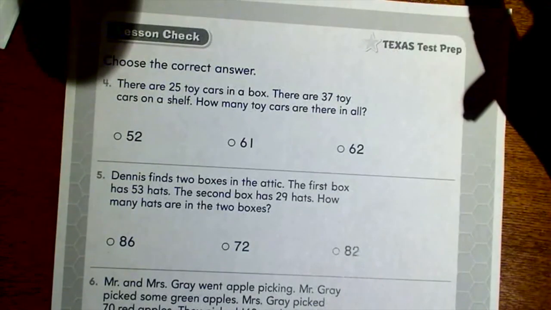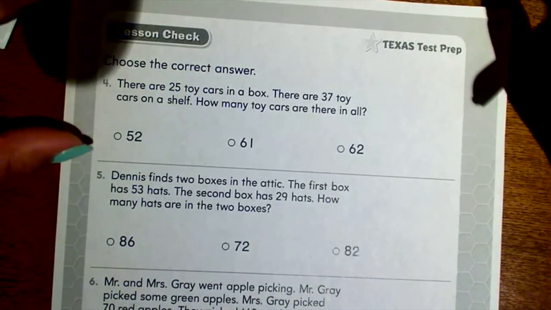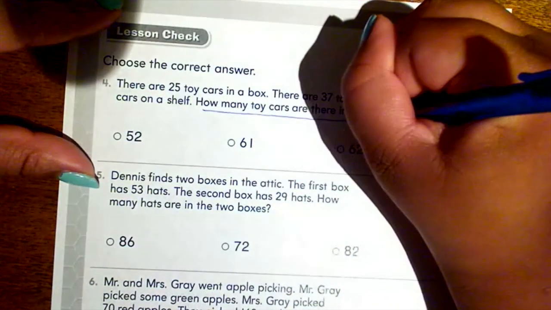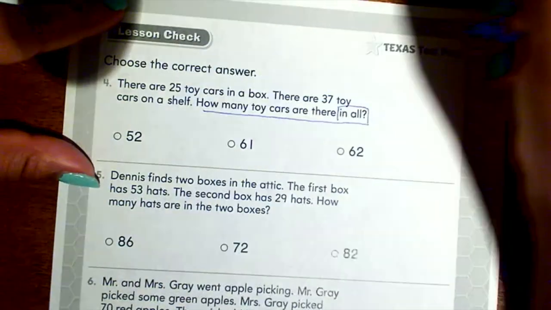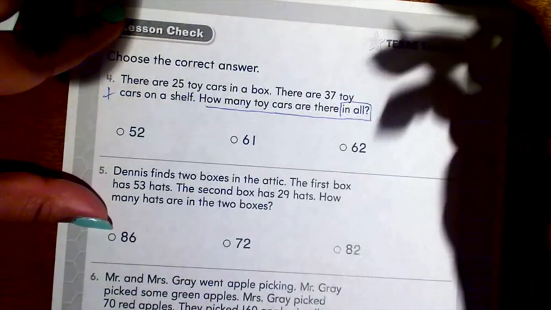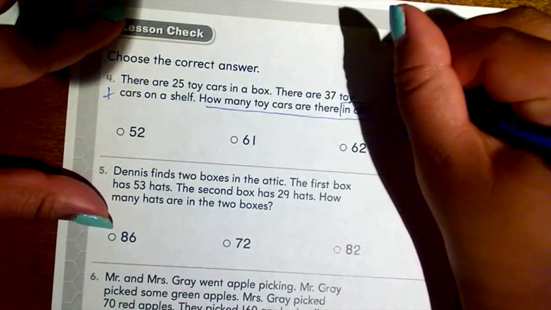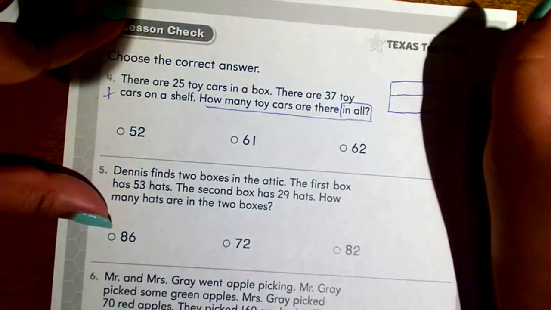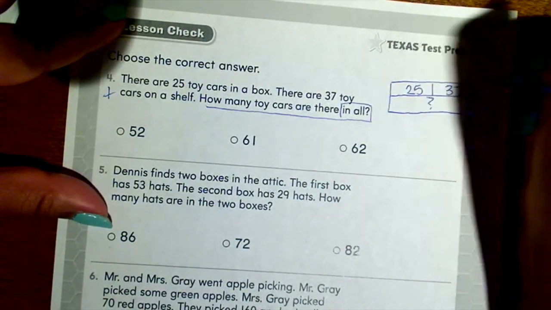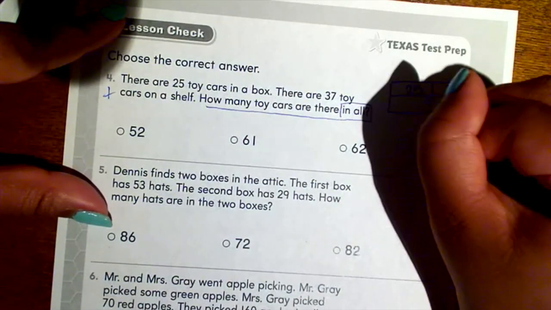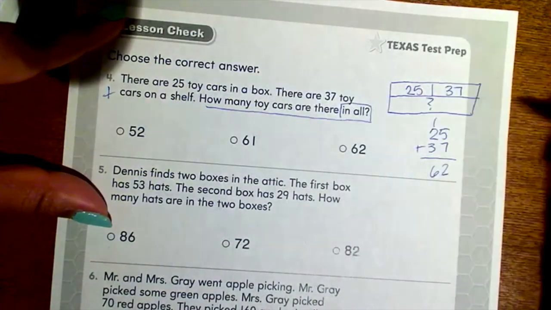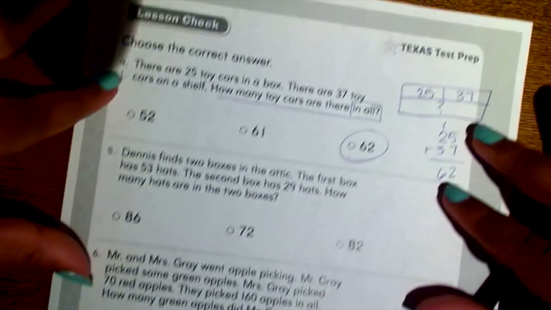There are 25 toys in a box. There are 37 toys on the shelf. How many toys are there in all? So they want the total number. So we're going to be adding here. If I was to draw my strip diagram, I do not know the total number, but I do know that we have 25 in a box and 37 on the shelf. And 25 plus 37 is equal to 62. Number 5.